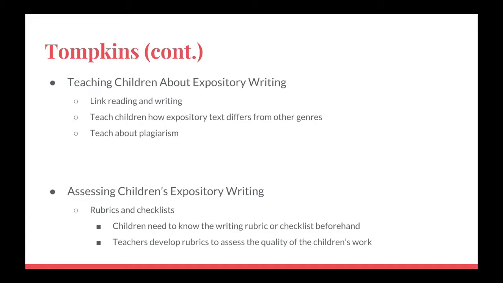Third, teachers should teach children about plagiarism. Children need to learn how to take notes and to paraphrase the information they've read so they won't copy word for word from books when they write summaries, reports, and other types of expository writing. Assessing children's expository writing includes using rubrics and checklists. Children need to know the writing rubric or checklist beforehand. Teachers develop rubrics to assess the quality of the children's work.